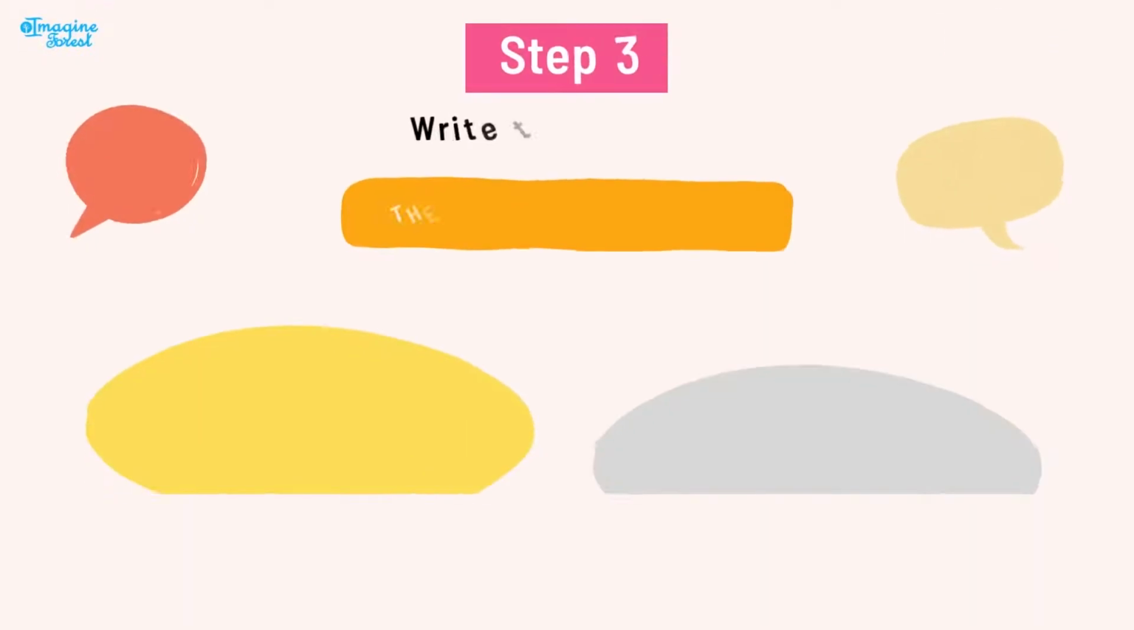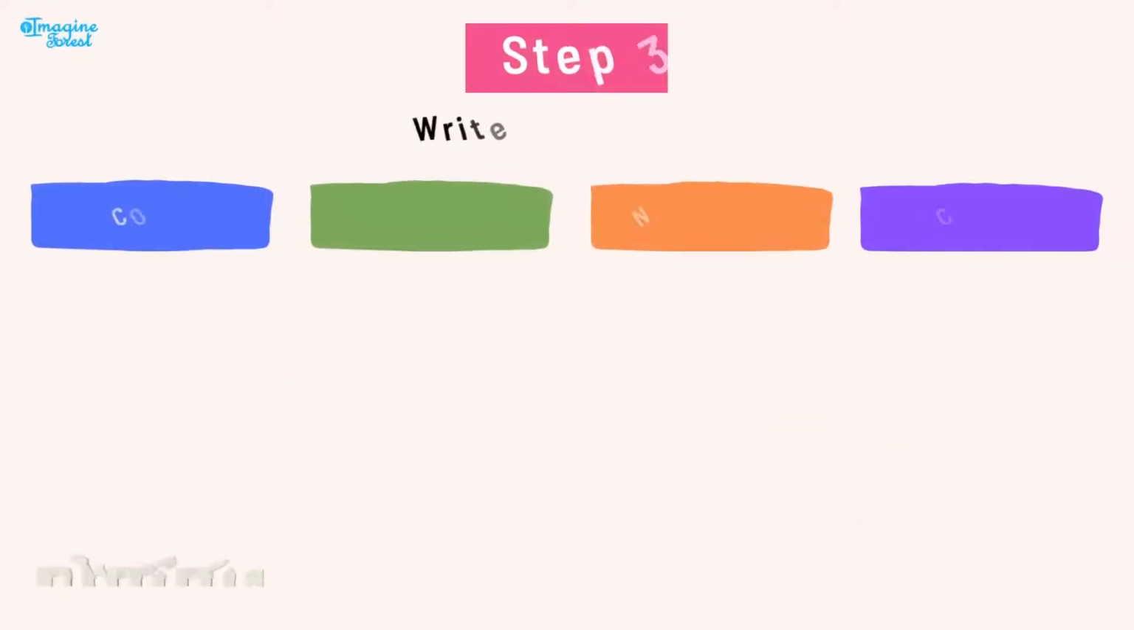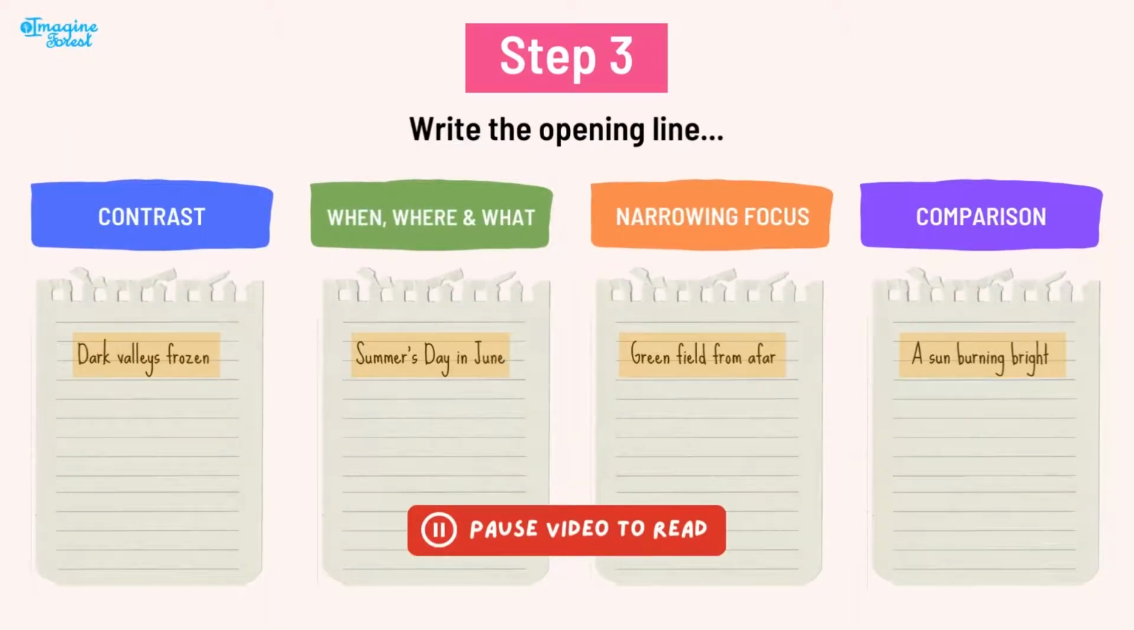Step 3. Write the opening line. Generally, the first line of a haiku contains 5 syllables. Syllables are the number of vowel sounds a word makes when spoken. For example, the word sunflower is 1 word, with 3 syllables, while the word cat is 1 word, with 1 syllable. The opening line of your haiku will also depend on the structure you selected in Step 2. Here are 4 different opening lines, using the techniques discussed in Step 2, for the idea of sunflowers.